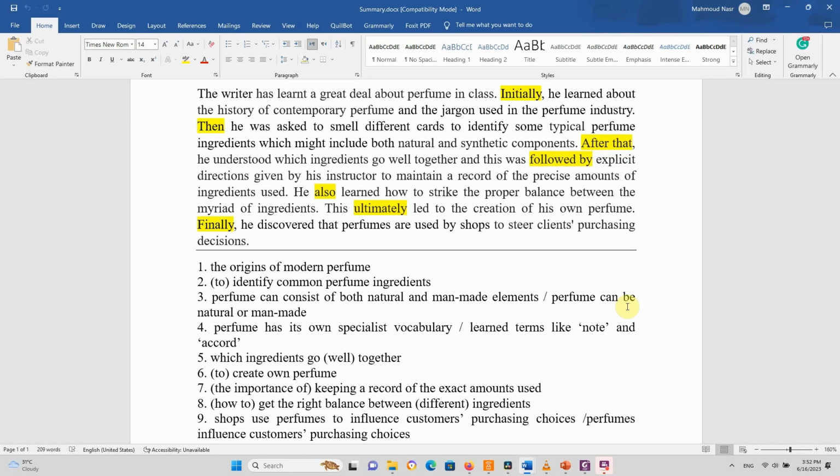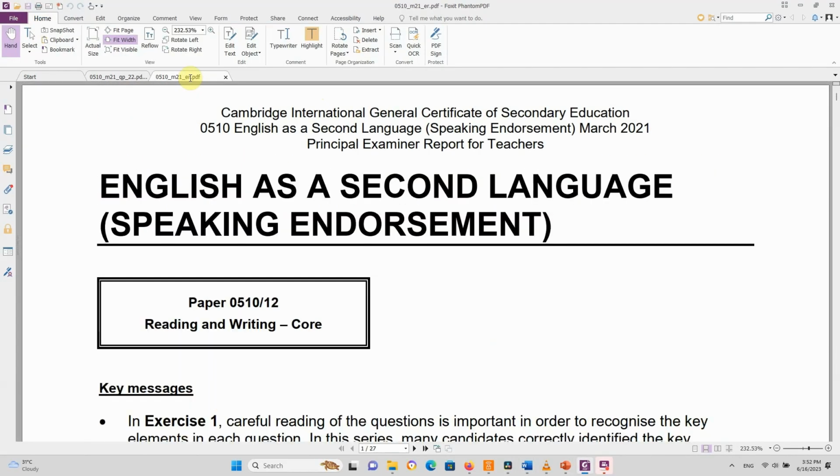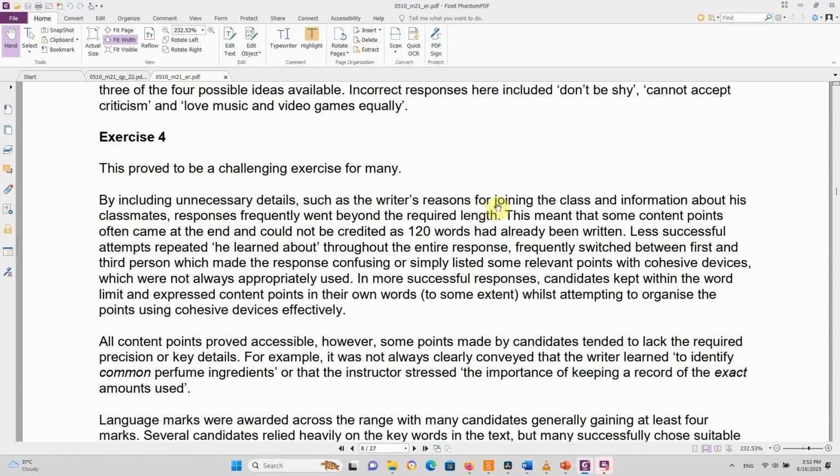Before we end our session, let's read the examiner report, which is published by Cambridge itself, to get an idea of how Cambridge examiners mark or correct our writings. So according to the examiner report, it is said: This proved to be a challenging exercise for many, by including unnecessary details, such as the writer's reasons for joining the class and information about his classmates.